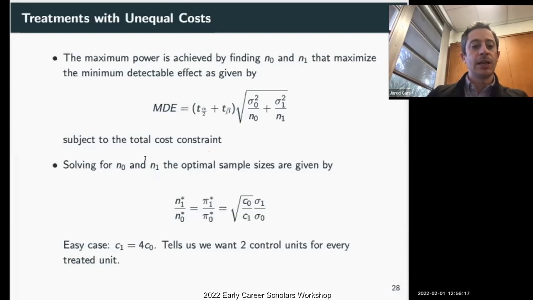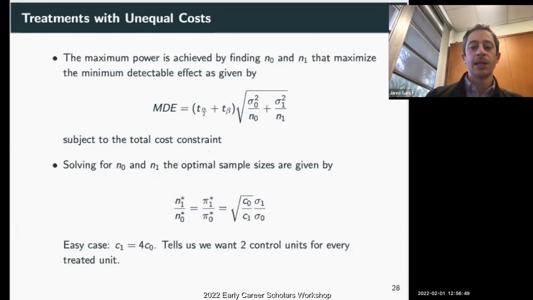Solving for N0 and N1, the optimal sample sizes are given here by this equation. So this ratio of N1 star over N0 is given by pi 1 over pi 0. And what we see is that the optimal sample sizes are going to be proportional to the standard deviations of the respective outcomes, which we saw before, and then inversely proportional to the square root of the relative sampling costs. So this implies that if the sampling costs for the control group are smaller than for the treatment group, then the control group should be larger than the treatment group.